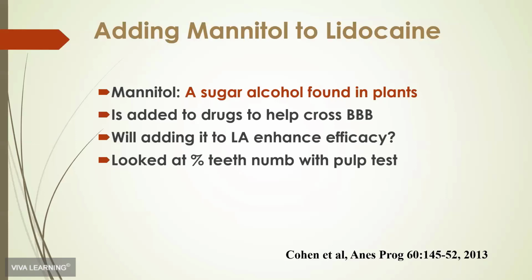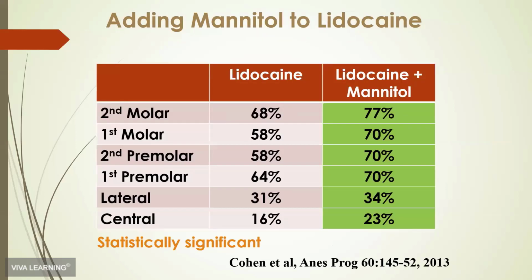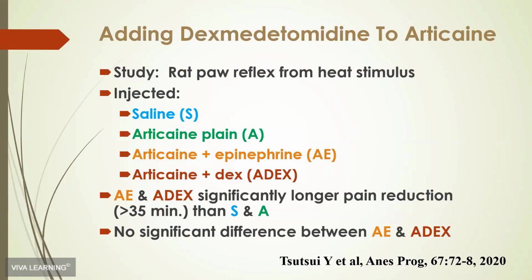So what else can we add to the local anesthetic? We talked about adding sodium bicarb. Here's a study that looked at adding mannitol to lidocaine. And mannitol is a drug that's used to enhance the ability of a drug to cross the blood-brain barrier. So mannitol is added to different drugs in medicine already. What about in dentistry? Well, it actually works quite well. So if you add mannitol to lidocaine, you get better success. So who knows, maybe one day our local anesthetics will have mannitol in it.